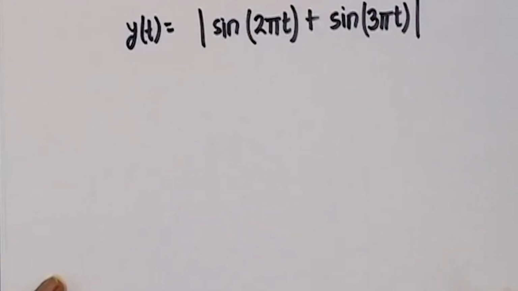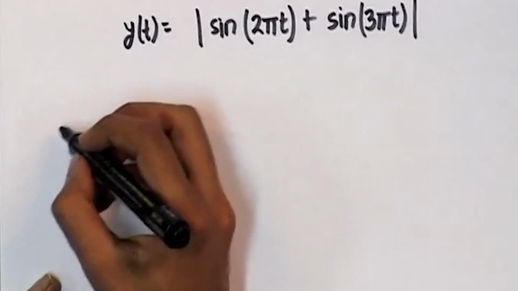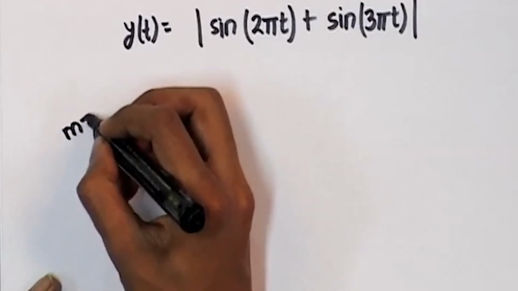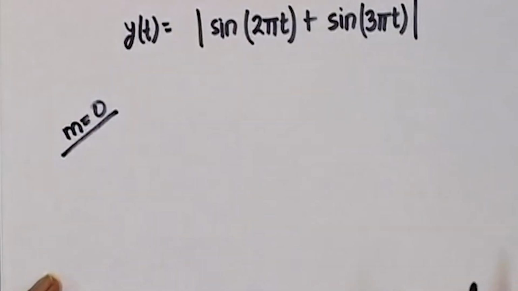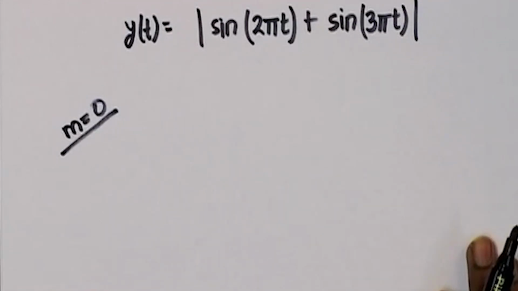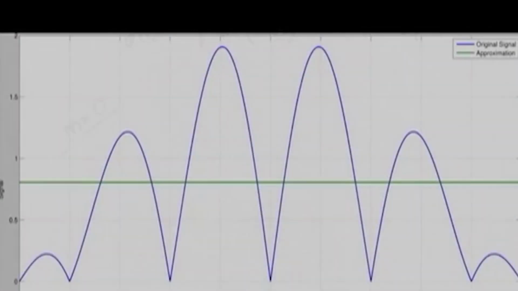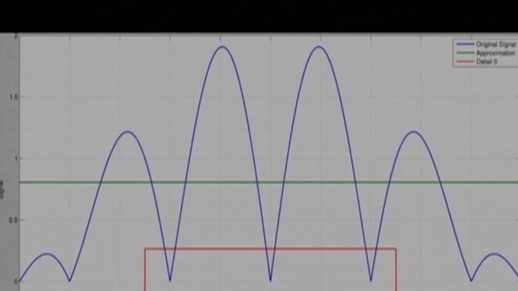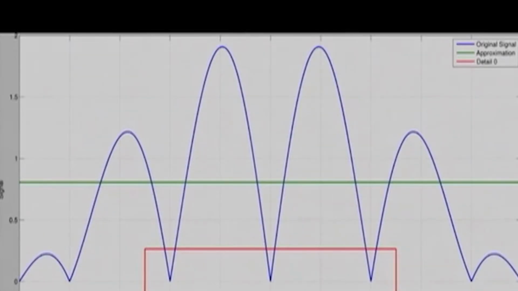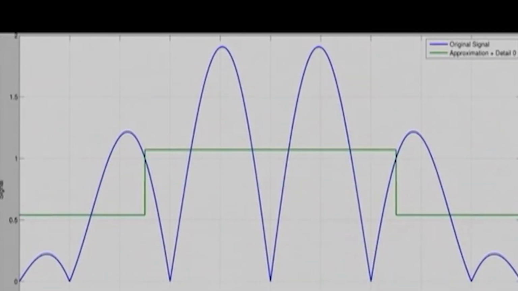Now we can get the approximation to this function for an interval of size 1, that is, for m equal to 0. The approximation has been shown in green. Note that the function looks very similar on both sides of 0 because the original function is symmetric about 0. Now we add the detail function, that is, the projection of the original signal onto the W0 subspace, and this is shown in red. When we add the approximation and the detail function, we get a better approximation to the original signal, which looks like this.